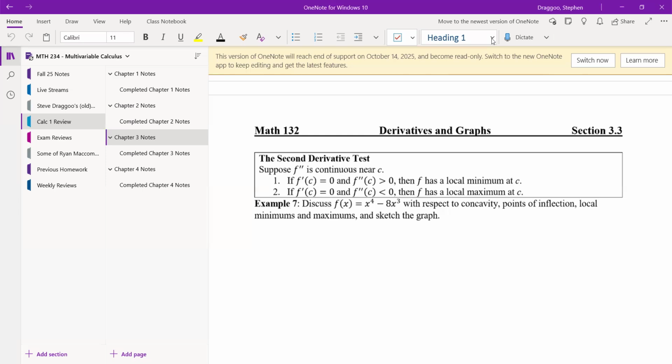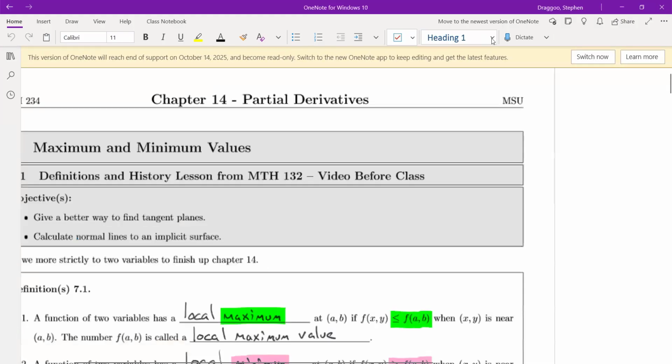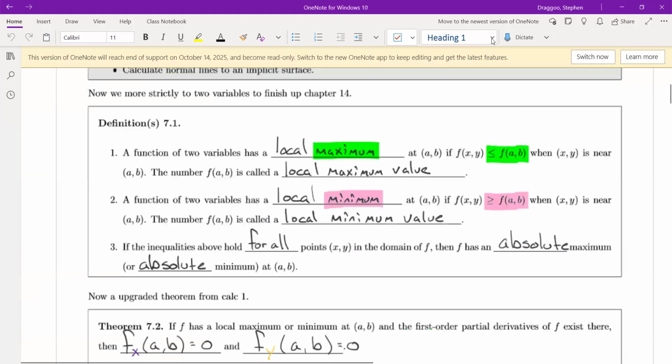But we only had the one second derivative to look at. Because back in Calc 1, that's all we had. Just one function, one variable. We're now in Calc 3, which is multivariable calculus, so we have more second derivatives. So let's go talk about those. To today's big, important, fun lesson.